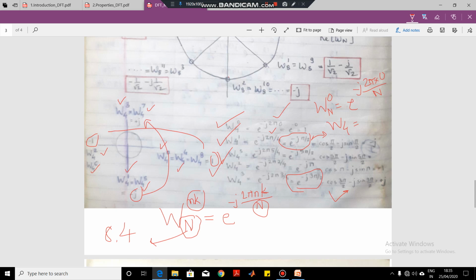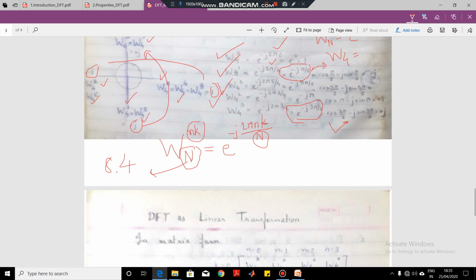And the periodicity property helps us to predict the future values. So these two properties, the periodicity property and the symmetry property, reduce the number of computations in DFT. This is important. Using the properties of the twiddle factor, we can reduce the number of computations of DFT. This is the basis for the fast Fourier transform algorithm.